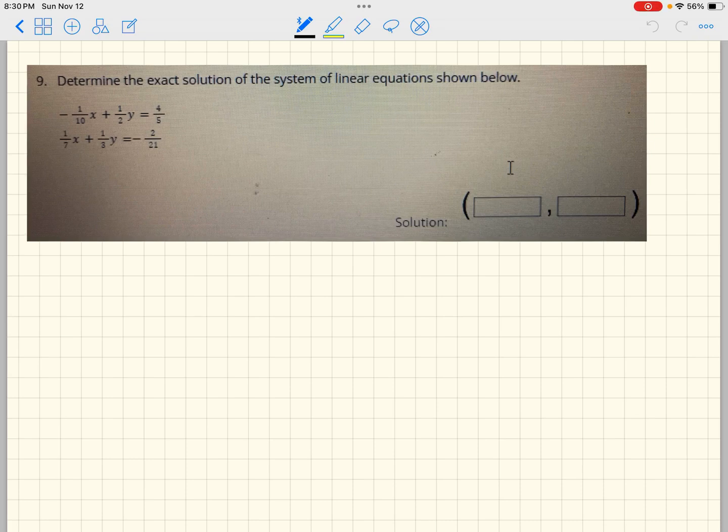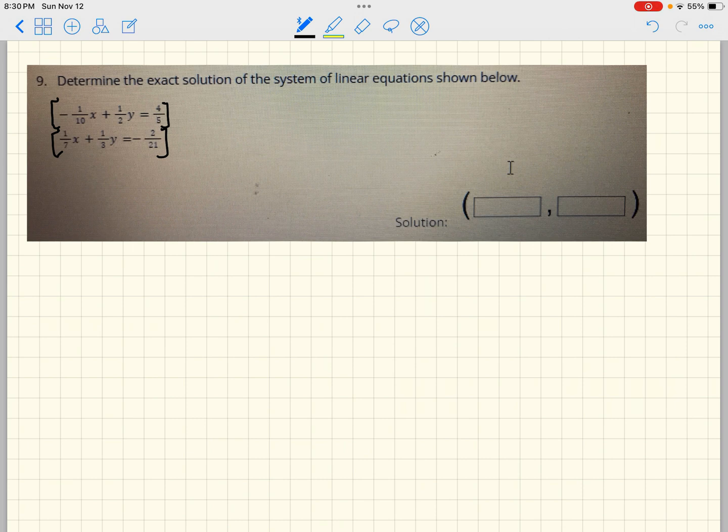Okay, so here we're going to do a system of equations. Well, the first thing I'm going to do is I notice we have all these fractions, and I don't like fractions, so I'm going to get rid of the fractions. And the way to get rid of fractions is you want to multiply by a common denominator, a number that will eliminate all the fractions.